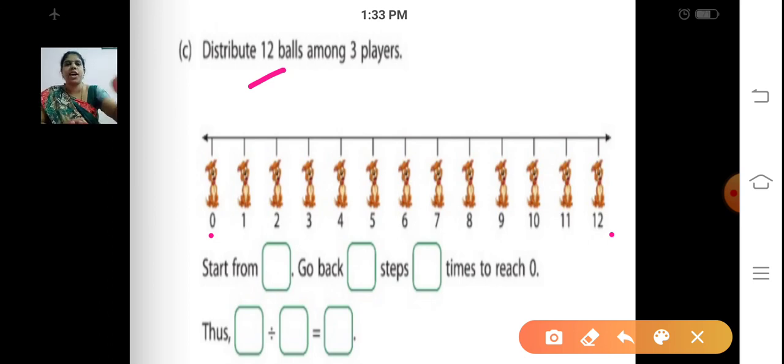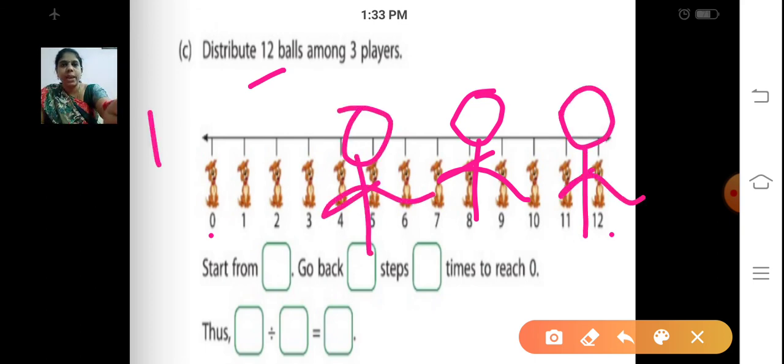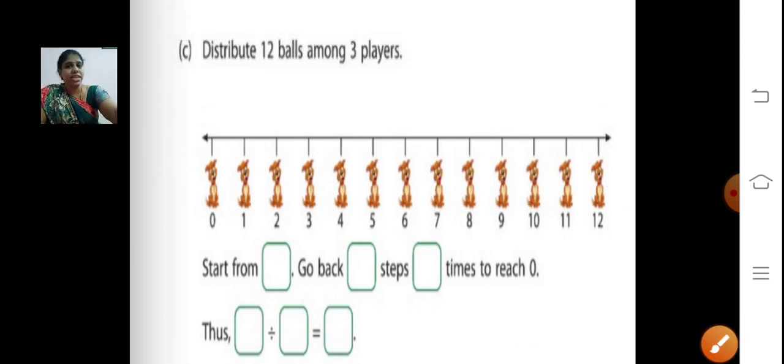How many players are there? 1 player, 2 players, 3 players. So how many balls are there? 12 balls. So we are going to distribute that equally. Now we are going to do this on a number line. Shall we start now? Where do we start? Start from number 12.